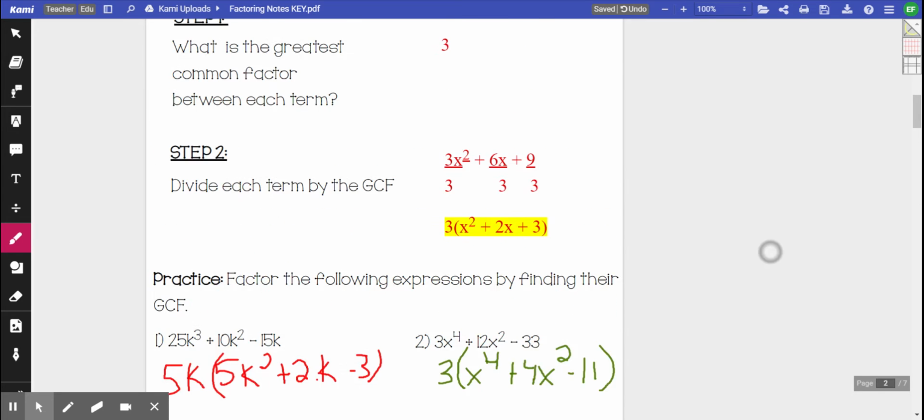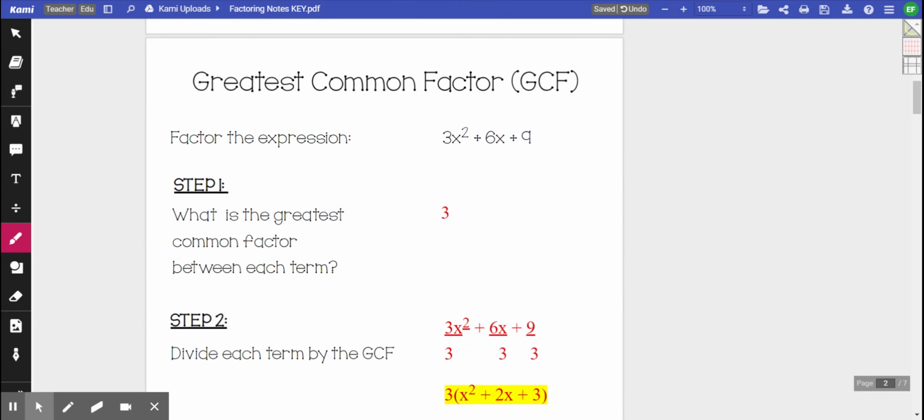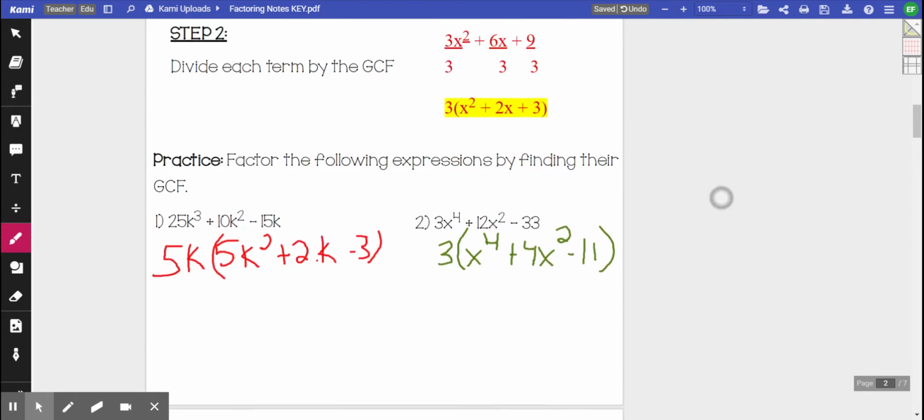So always make sure too for GCF that you are looking for that before you start any other type of factoring technique. Always, always, always try to look for that first.